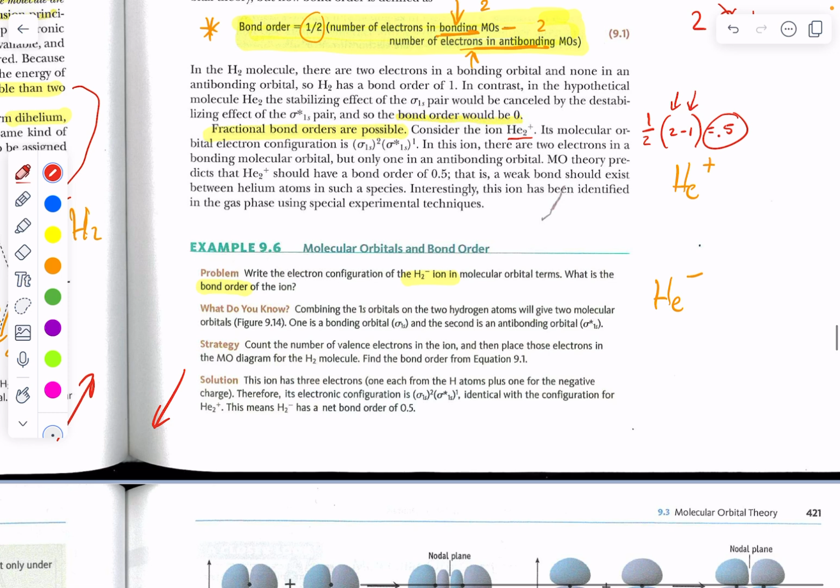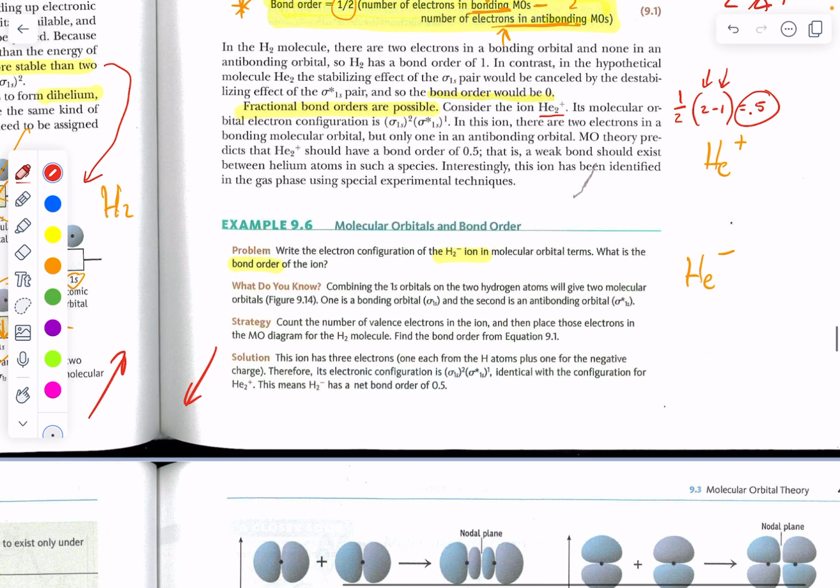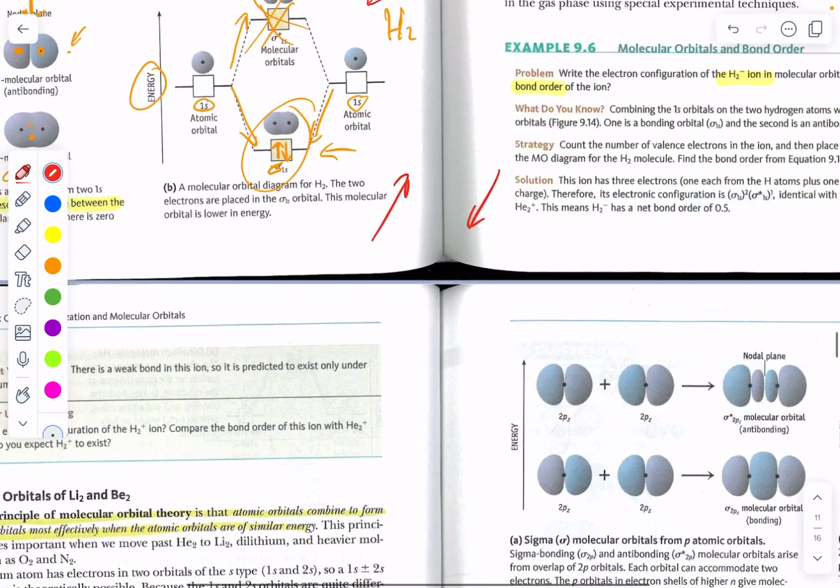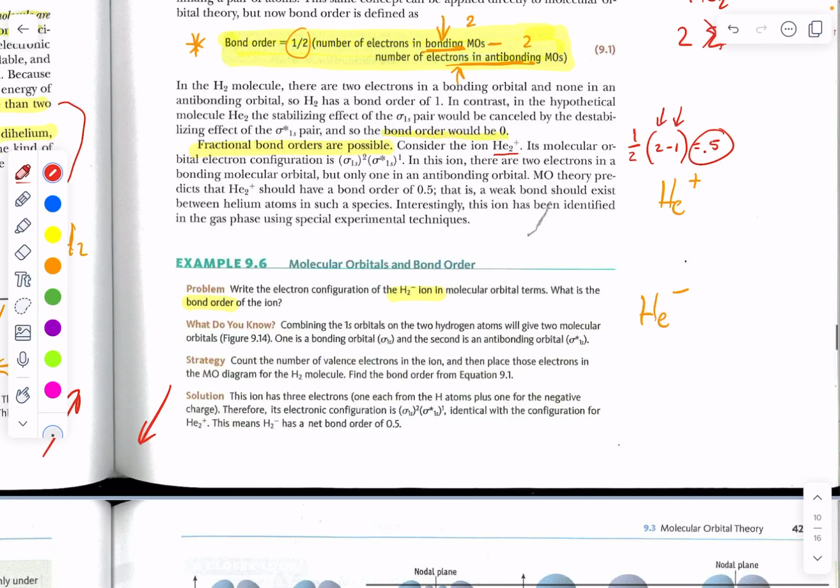So theoretically, you could get a diatomic helium ion with a +1 charge. Now what about H2 minus? In H2 minus, we go through the same scenario, but now we have an additional electron, and that additional electron is going to be anti-bonding.